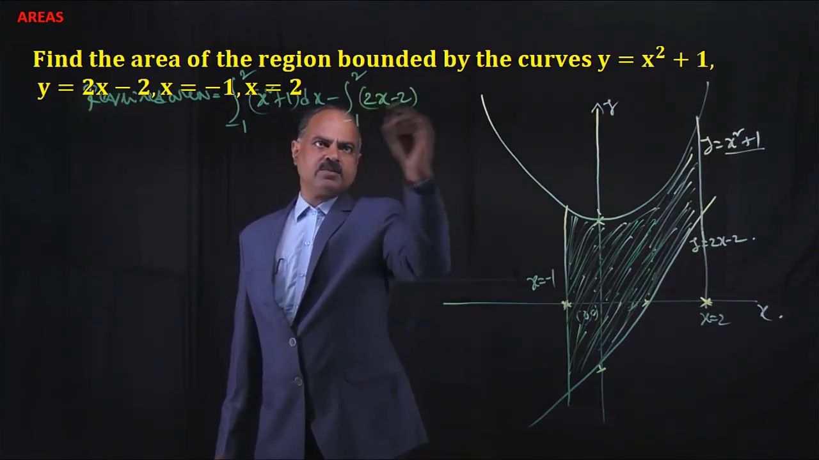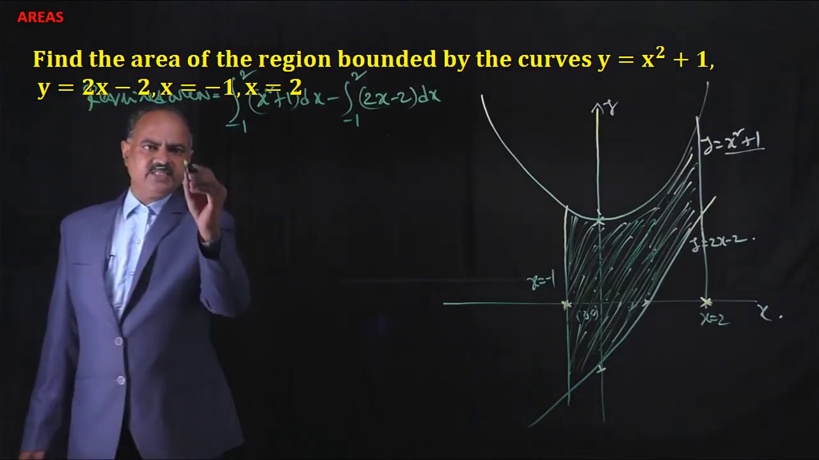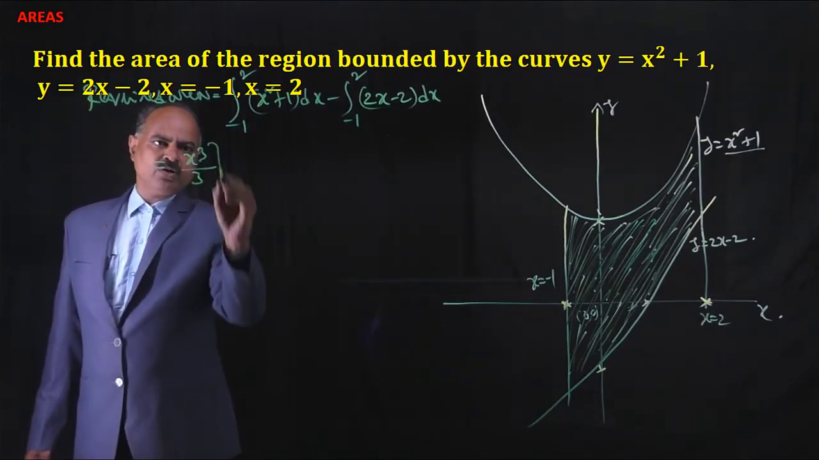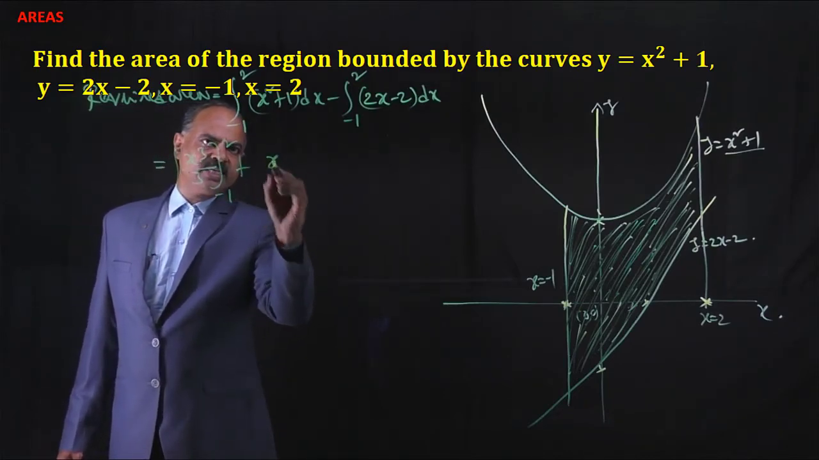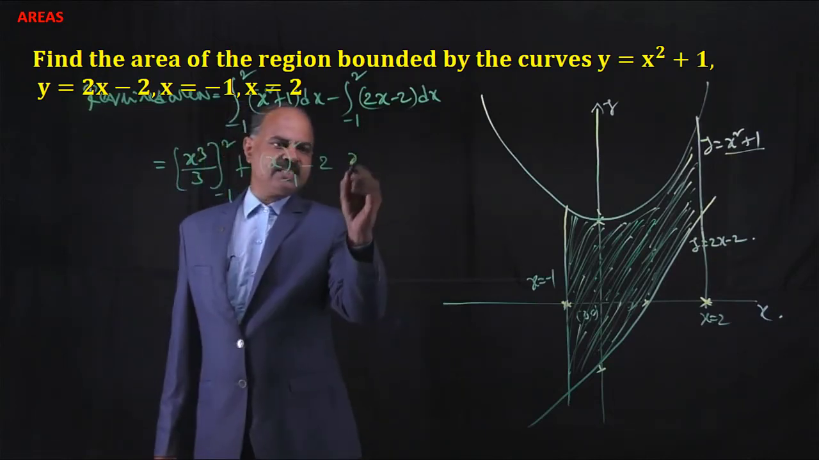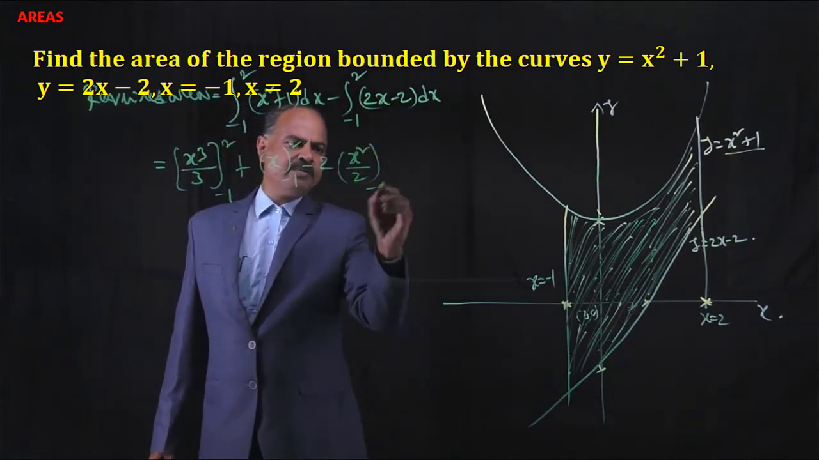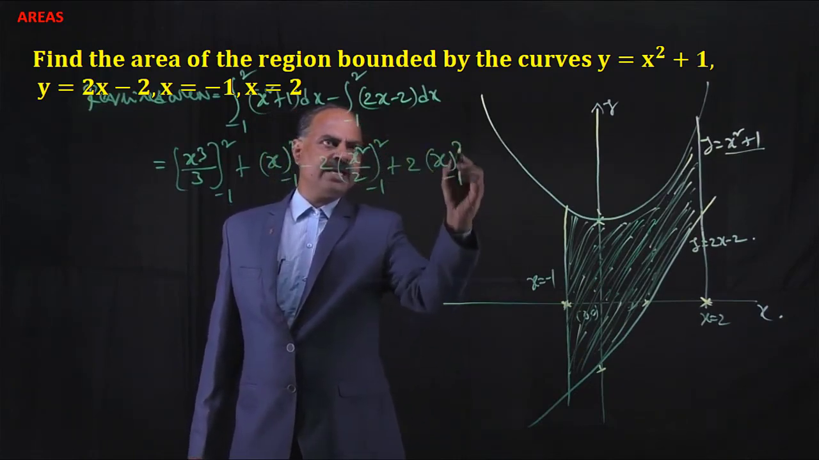minus 2 dx. Now here integral x square dx equal to x cube by 3, limits minus 1 to 2, plus integral dx equal to x, limits minus 1 to 2, minus 2 into integral x dx equal to x square by 2, limits minus 1 to 2, plus 2 into integral dx equal to x, limits minus 1 to 2.